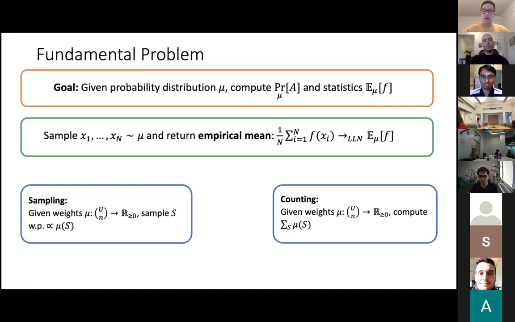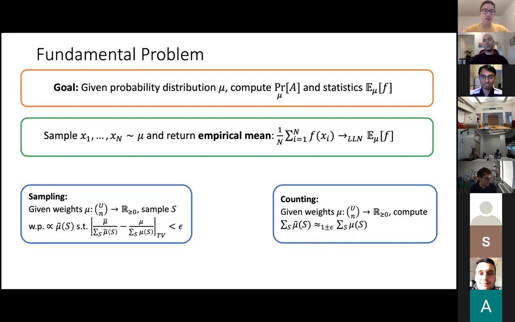Now, typically, there is some kind of hardness associated to the counting problem, and so we relax this to allow for approximations. For the approximate sampling, we're allowed to draw from a distribution mu tilde, which is close to mu in total variation distance. For the approximate counting problem, we compute the normalizing constant up to a 1 plus epsilon multiplicative factor. And it turns out, by the classic work of Jerrum, Valiant, and Vazirani, these two approximate problems are more or less equivalent, at least in many interesting settings.